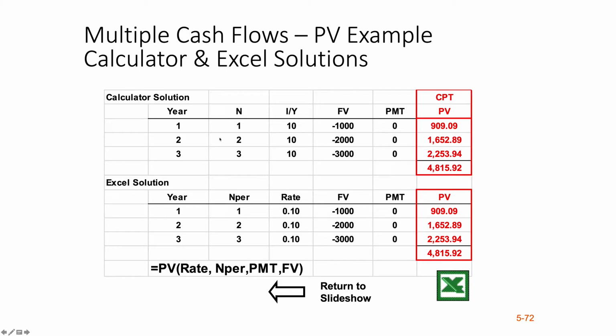So N equal to 1, interest rate equal to 10, future value 1,000. If I do not put a negative sign in, it will show a negative sign, negative 909.09. So you calculate that. Then you calculate the second cash flow, and add them up. This is the time value of money longhand, equal to 4815. Now ignore the Excel function. Ignore the Excel function.